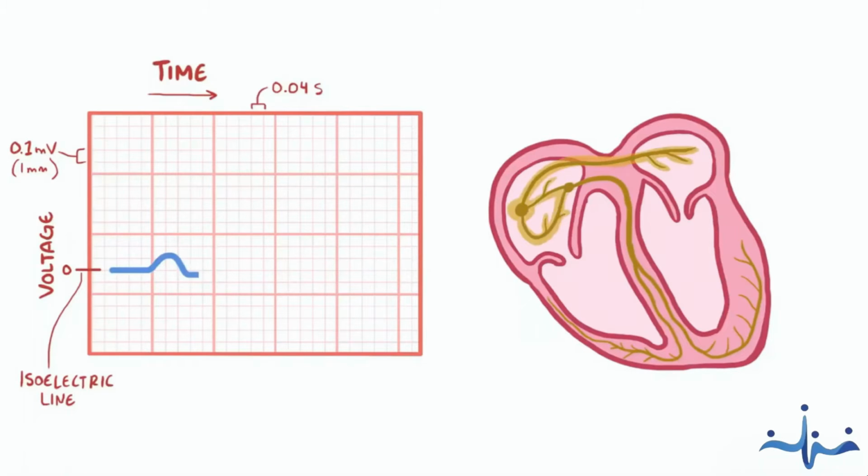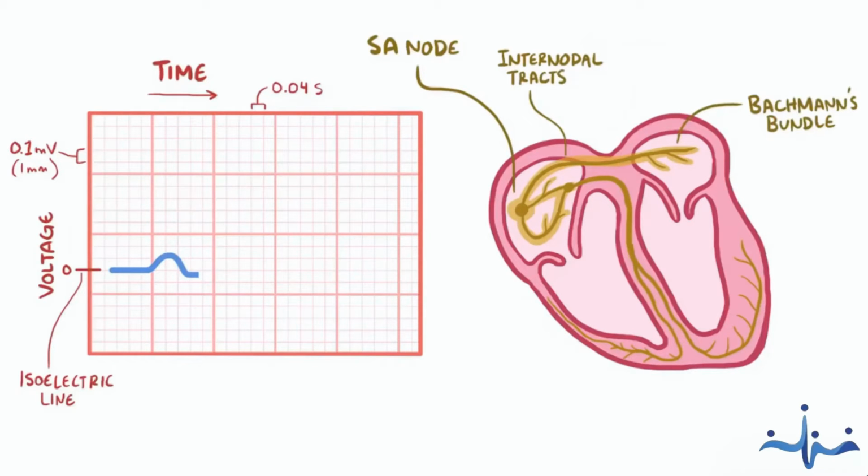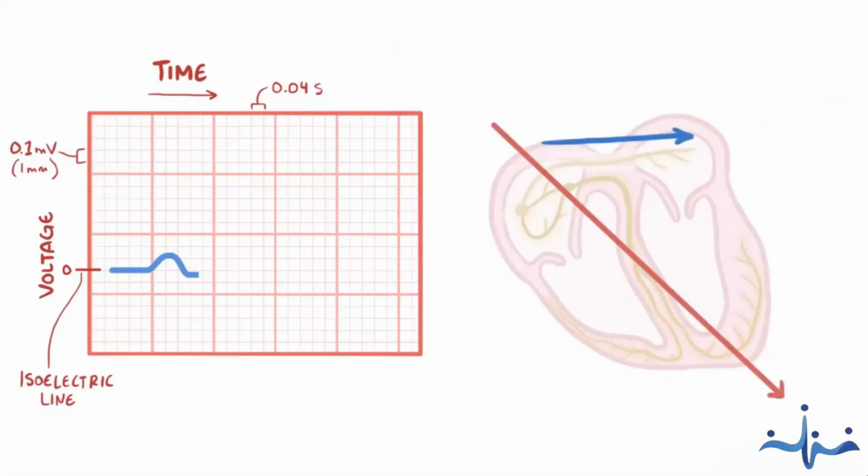So a depolarization wave starts in the SA node, then goes through the atrial internodal tracts, also called Bachmann's bundle, over to the left atrium so that both atria basically depolarize together. The overall direction of that depolarization wave is in the same direction as the lead 2 vector, so there's a positive deflection on the ECG called the P wave.